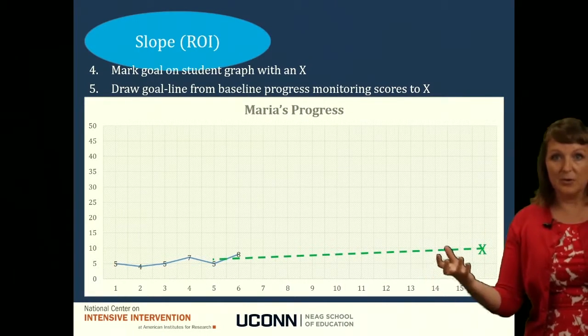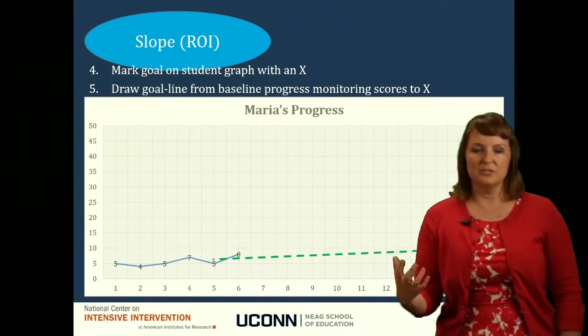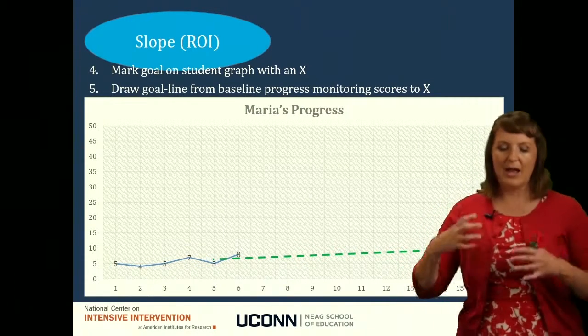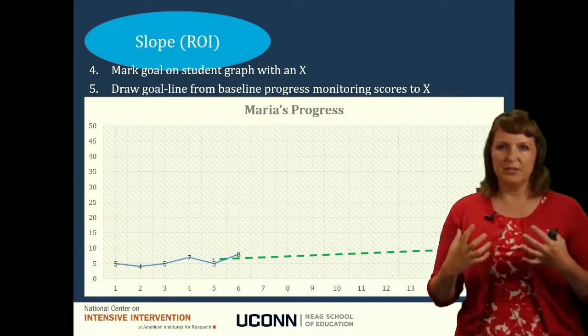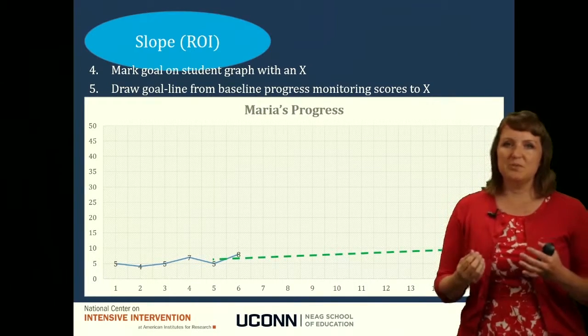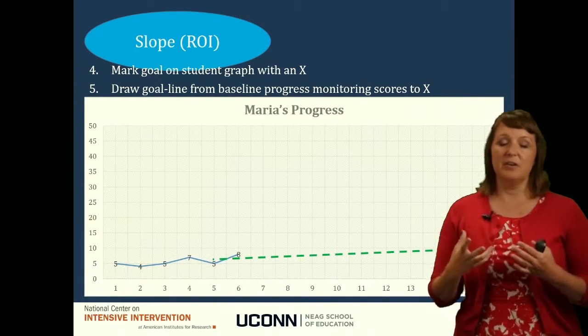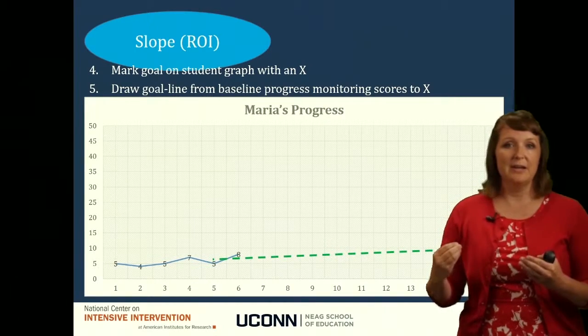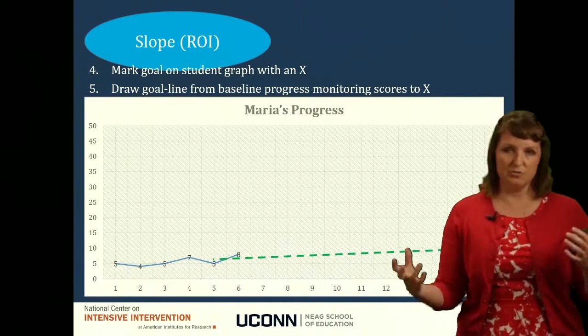Now, using the slope to decide the student's goal adds a little bit more variability to what the goal is going to be. With benchmarks, the benchmark for a second grade student using computation is 20, and it's going to be 20 for all students.